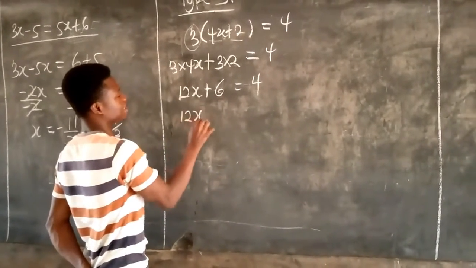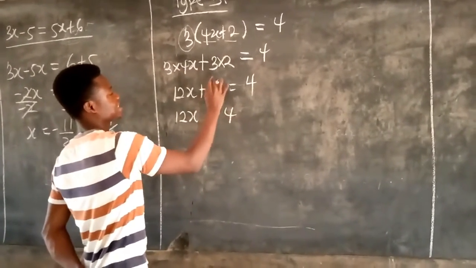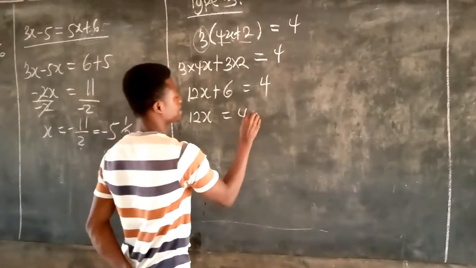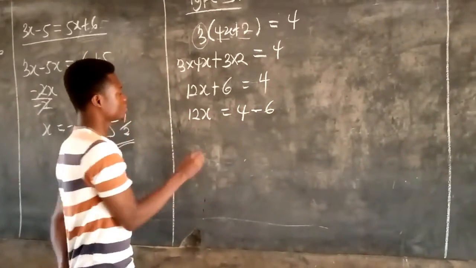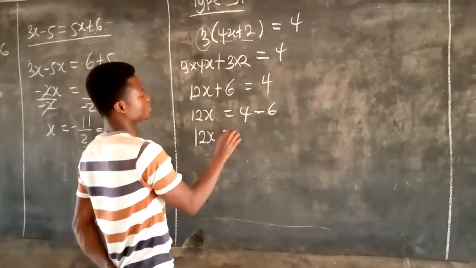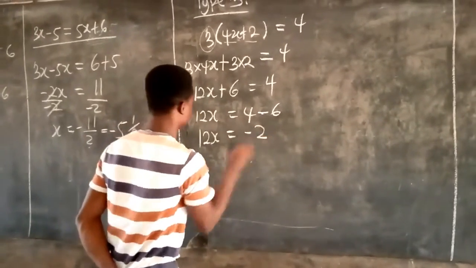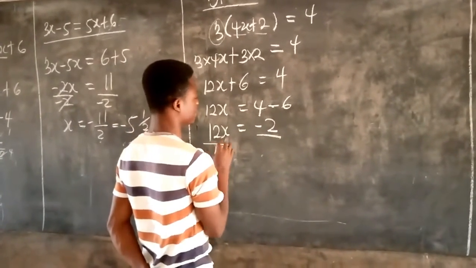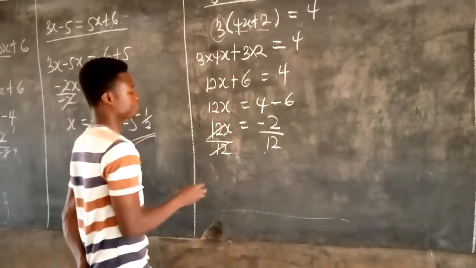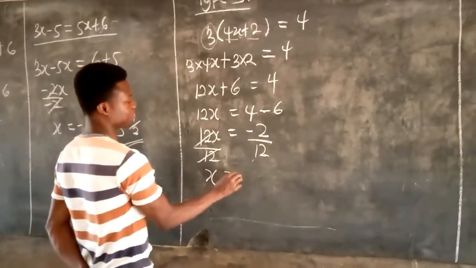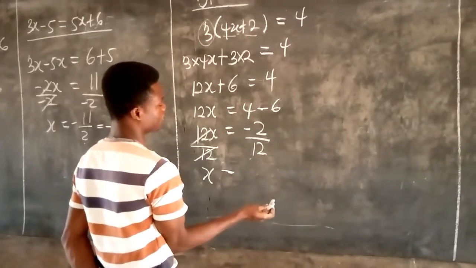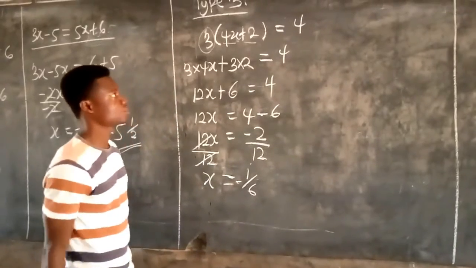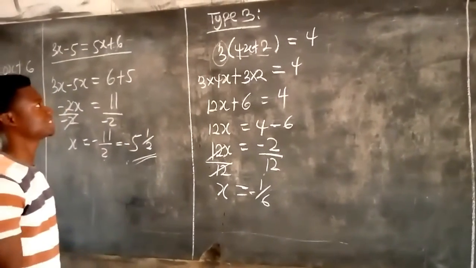Grouping like terms, you have 12x equal to 4, and then 6 will cross the equal sign to the right hand side and becomes minus 6 because it's positive here. So we have 12x equal to 4 minus 6, and we get minus 2 here. Let's divide both sides by 12 to get x because we are solving for the variable x. So this is by 12. So now we have x is equal to negative 2 on 12 and it's negative 1 on 6. Okay, so this is actually how we deal with type 3.